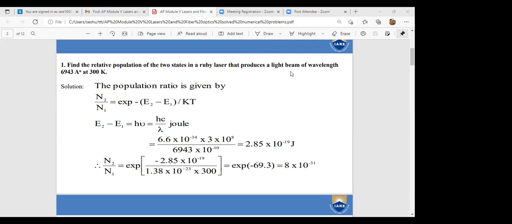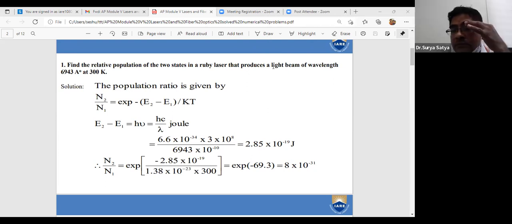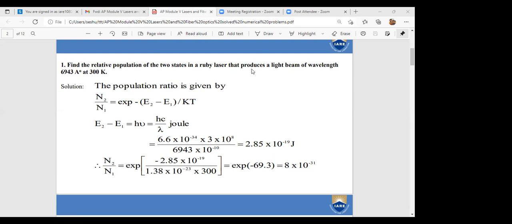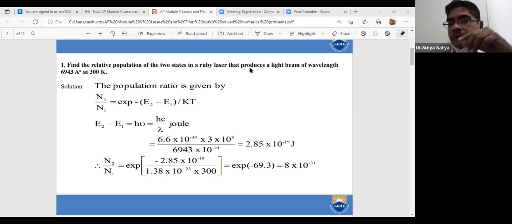Yes, sir. Shall we go to the next problem? Alpha value as 2, so you can simply send this. Shall I go to the next problem? Yes, sir.